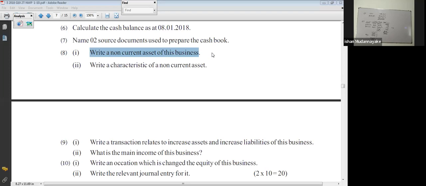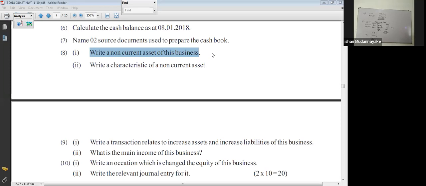Can be used for more than 12 months. Right? That is a characteristic of a non-current asset. And another characteristic: it arose as a result of a past transaction. Here, no need to compare. You need to write down the characteristics of a non-current asset. Can be used for more than 12 months. Another one: arose as a result of a past transaction.